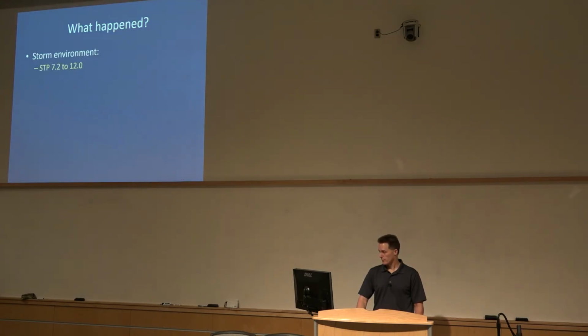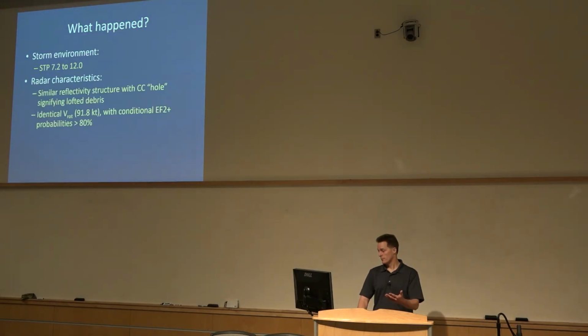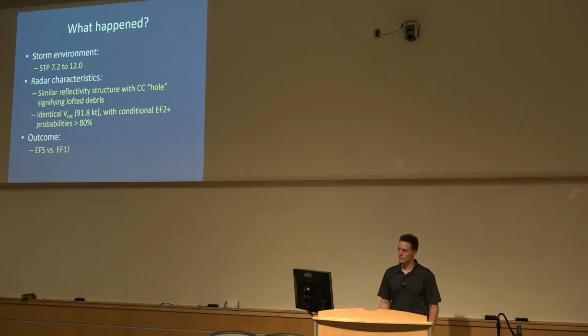So what happens? We'll just summarize our environment. We've got all the other stuff. We have large VROT, high probabilities of significant tornadoes. Now the question here is, how does the outcome compare to the data? Because this is about as good as you're going to get for analog cases. There's the variation in the EF scale ratings.